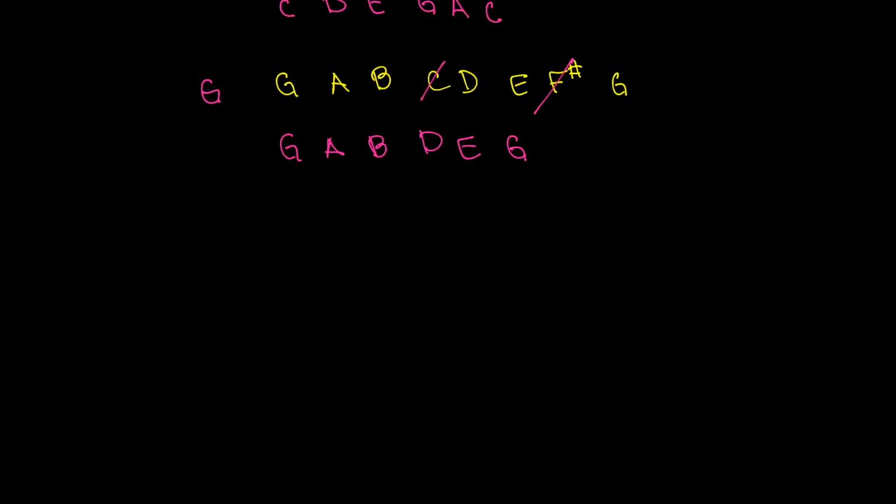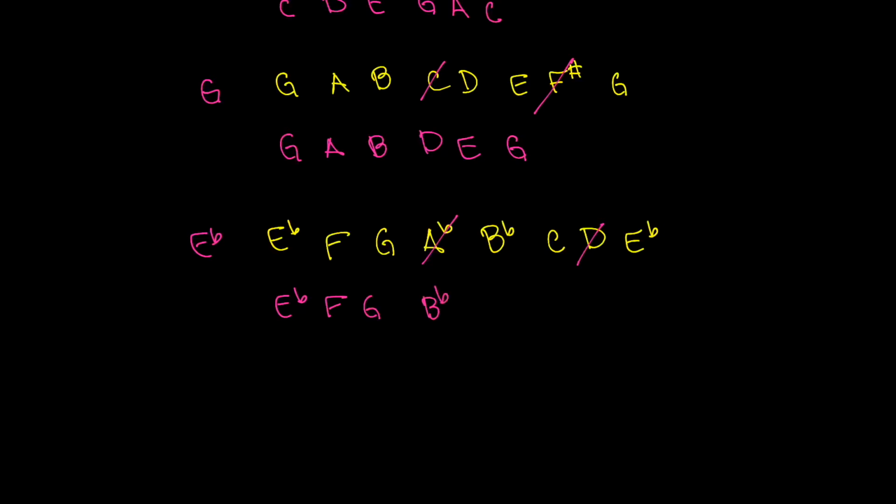Let's look at 2 more examples quickly, and we'll look at E flat. E flat major, we'll first start off with E flat, F, G, A flat, B flat, C, D, and E flat. Okay, now let's eliminate degrees 4 and 7. To render that we have E flat, F, G, B flat, C, and back to E flat, which is our E flat major pentatonic.